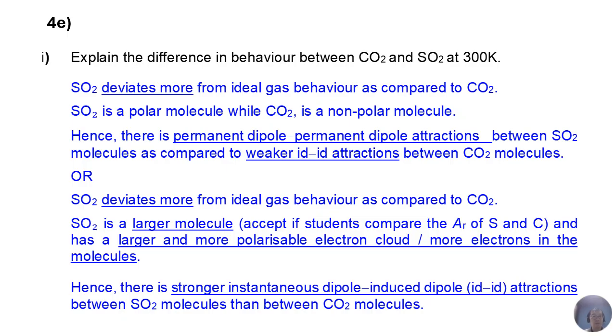The other possible explanation is that you go and calculate the molar mass of SO2 as well as CO2. So you tell me that SO2 being a larger molecule, it has a larger and more polarizable electron cloud, or it contains more electrons. This will give rise to stronger ID-ID forces between SO2 molecules as compared to the ID-ID forces between CO2 molecules. Okay, because like in the previous part, one of the important assumptions for ideal gas behavior is that there should be negligible forces of attraction. Okay, so that will be the last part of question 4.